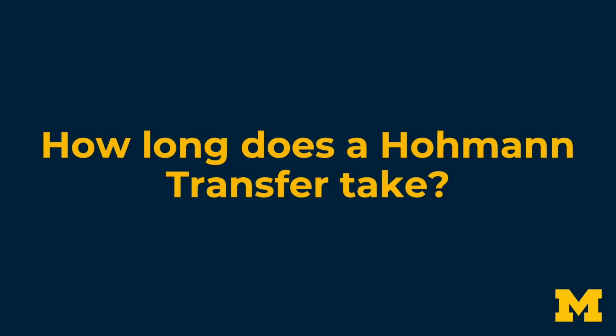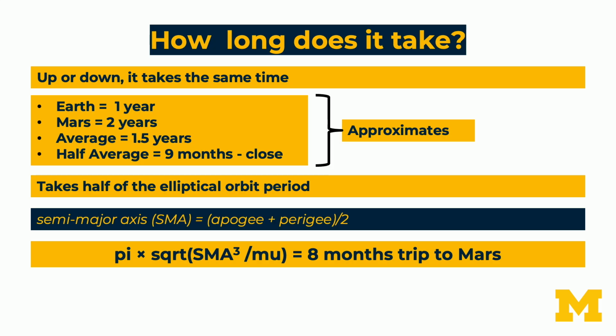So how long does a Hohmann transfer take? Well, you can sort of guesstimate how long it takes. You can approximate it by basically saying, like, Earth has a 1-year period, Mars has a 2-year period. If you average those, it's about 1.5 years, which is about 18 months. And then because you're only going half the elliptical orbit, you divide that by 2, and that's roughly 9 months, which is pretty close to the answer.